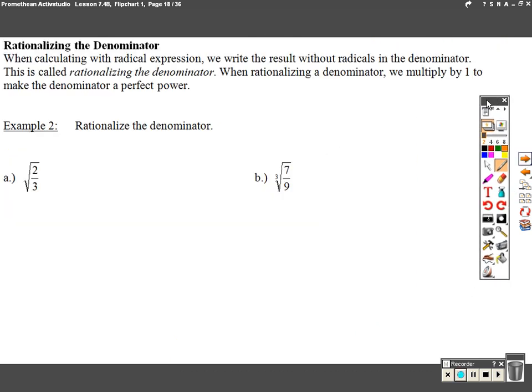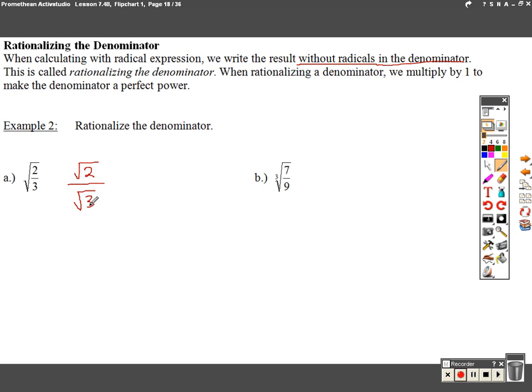Okay, let's move on to rationalizing the denominator. Basically, rationalizing the denominator means you cannot have radicals in the denominator, and you can't have fractions underneath the radical as well. So I would break this square root of 2/3 up as the square root of 2 over the square root of 3. Now we are not allowed to have an unsimplified radical in the denominator, and since we can't take the square root of 3, I need to rationalize the denominator.